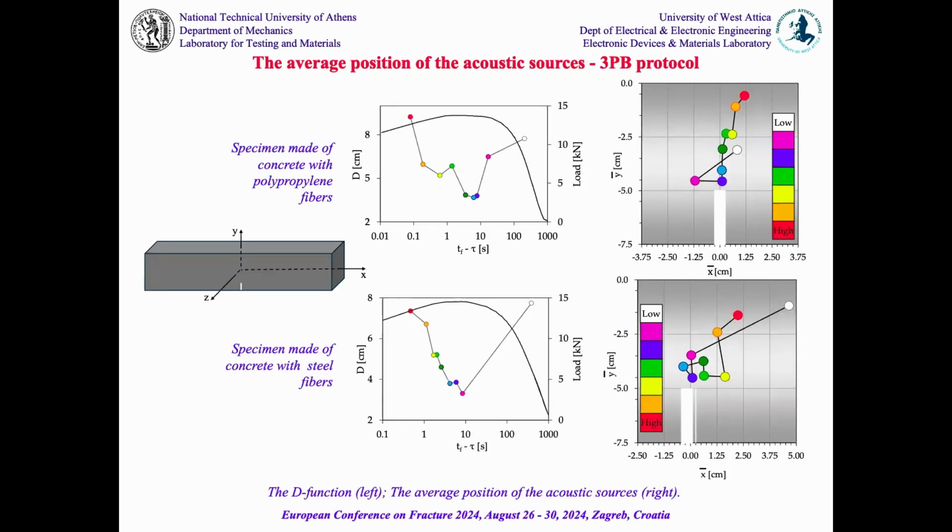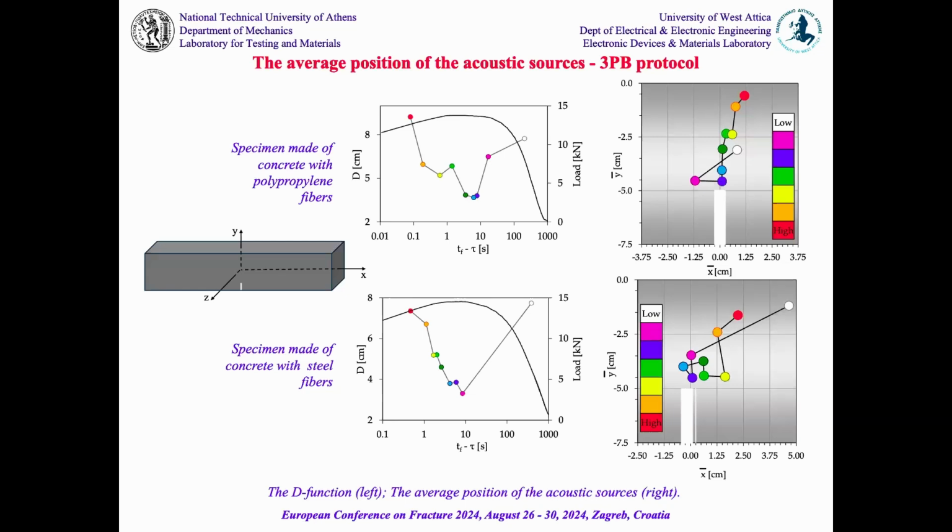In parallel, we studied the spatial distribution of the acoustic sources. This is the figure we discussed already, and this is the specimen with the notch. Initially, the average position of the sources is arbitrary, and as the load increases, the color code is very helpful. As we attain the minimum of the inter-event distances, the distance from the notch is minimized.